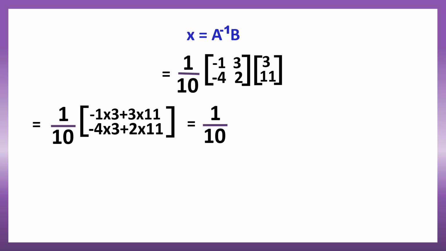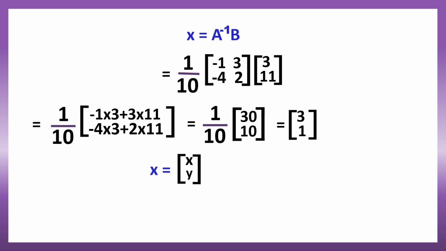Hence that is equal to 1 by 10 into matrix of 30, 10. Thus it becomes easier for us to divide by 10. So that is equal to matrix of 3, 1. Now we know that X matrix is equal to matrix of X, Y. That is equal to matrix of 3, 1. Now X is in the same position of 3 and Y is in the same position of 1. Therefore, X is equal to 3 and Y is equal to 1.